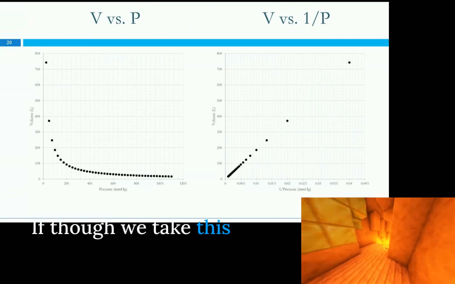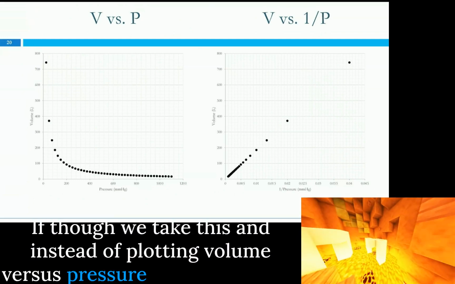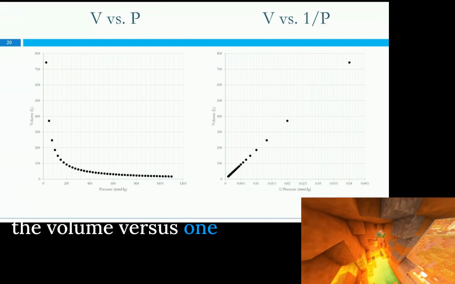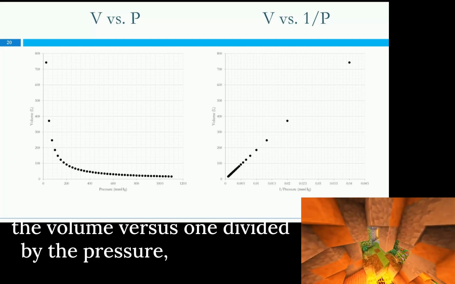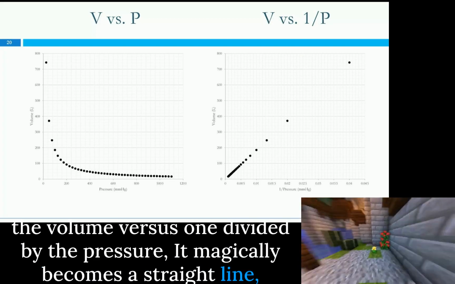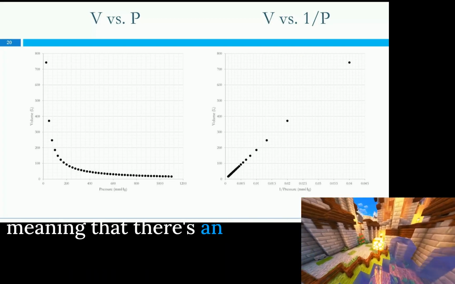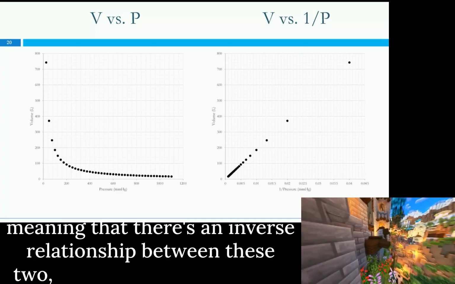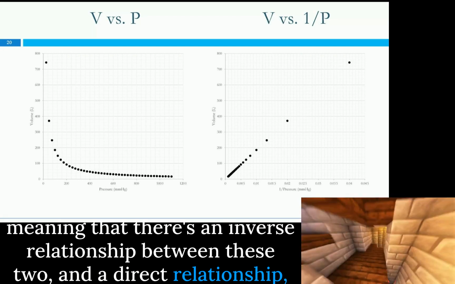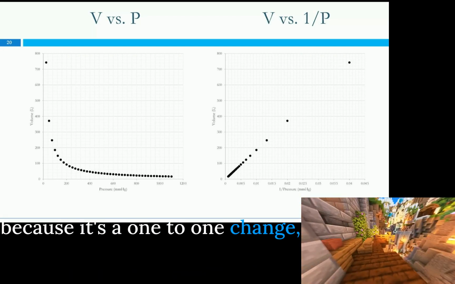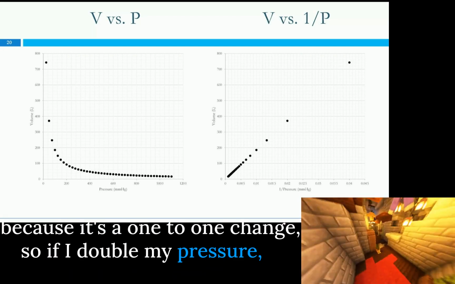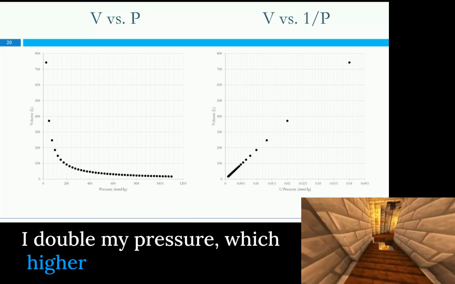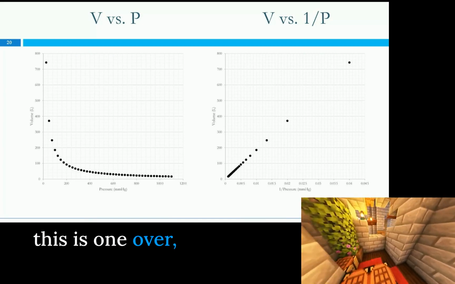If, though, we take this and instead of plotting volume versus pressure directly, we plot the volume versus 1 divided by the pressure, it magically becomes a straight line. Meaning that there's an inverse relationship between these two, and a direct relationship, because it's a 1-to-1 change. So if I double my pressure, which higher pressures would be, this is 1 over. So higher pressures are over here.